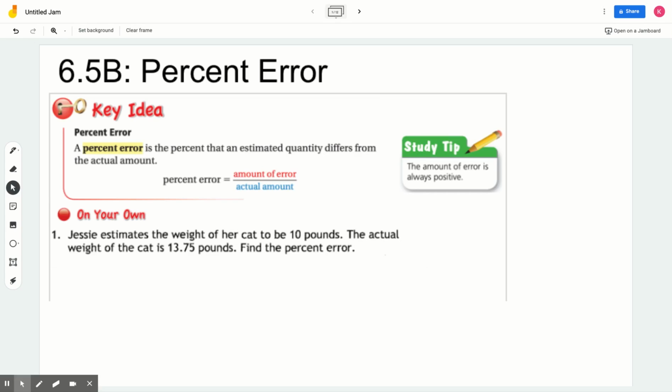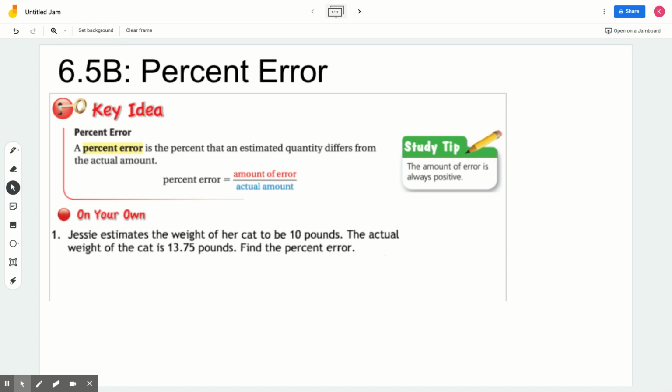Today we're going to be talking about lesson 6.5, part B on percent error. A percent error is the percent that an estimated quantity differs from the actual amount. So this is when we're talking about the true right answer and an estimated amount.